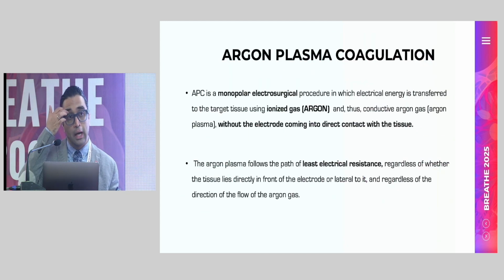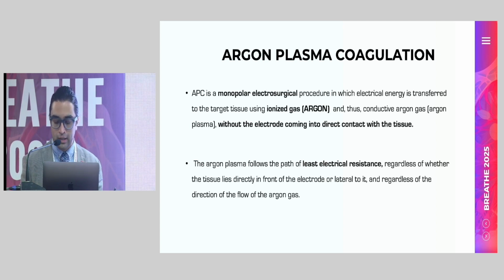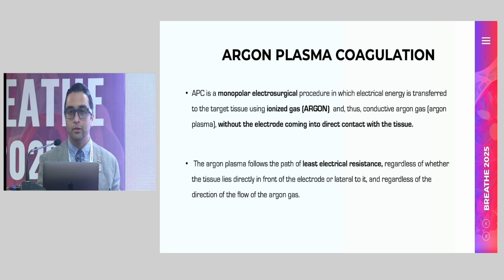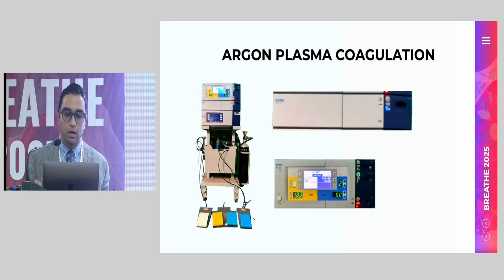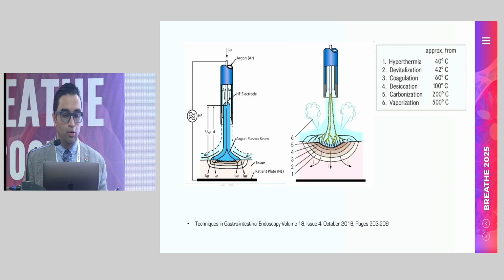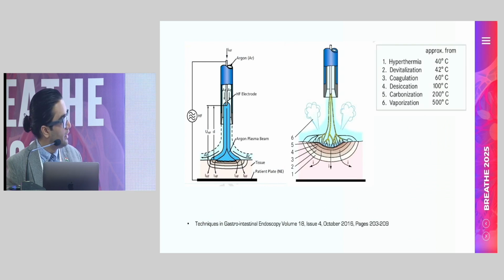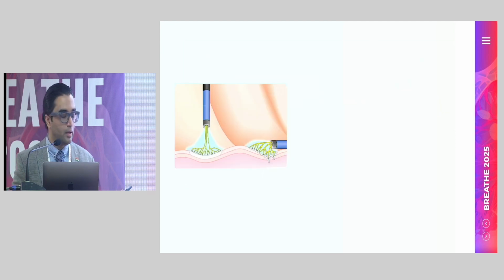Now coming on to argon plasma coagulation. This is a relatively more advanced technique compared to electrocautery. The difference here is that this is a non-contact therapy, and argon gas is passed as an ionized gas from the probe to the target tissue. This is how APC basically works. As you can see, there are different temperatures where the tissue reacts in different ways: hyperthermia, devitalization, coagulation, and eventually carbonization. We don't touch the APC probe to the target tissue, and what we achieve is basically death of the target tissue by heating.